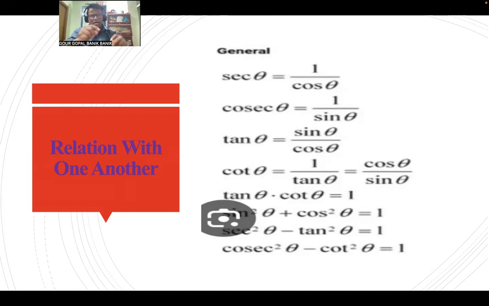You can write these down and hang them on your study table or on your wall, so that you can remember them when you see them regularly and practice. Tan theta times cot theta is 1. Sin square theta plus cos square theta is 1. Sec square theta minus tan square theta is also 1. Cosec square theta minus cot square theta is also 1.